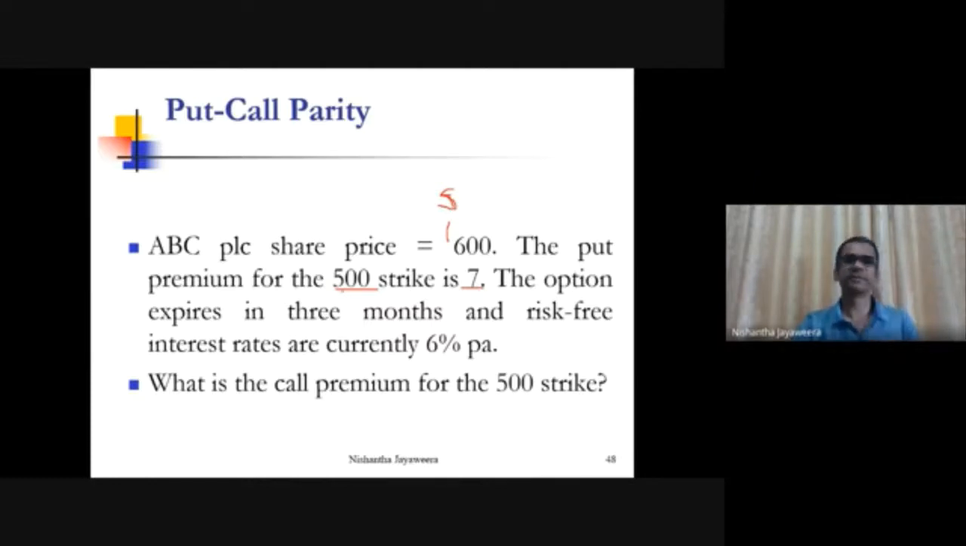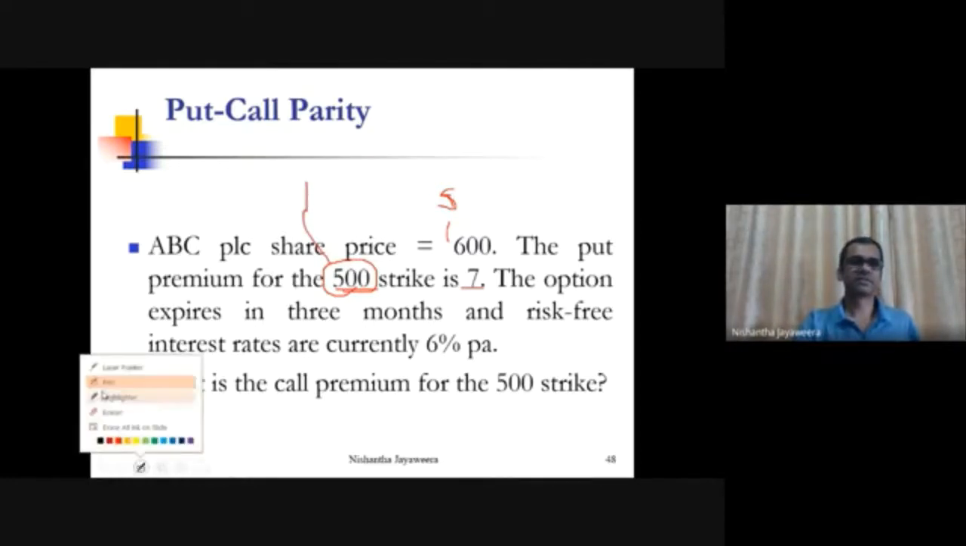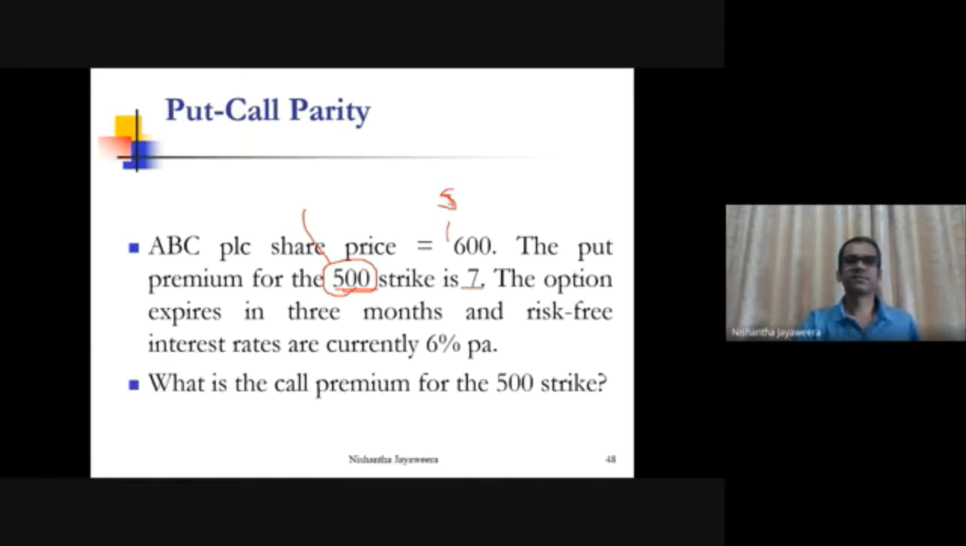What is 500? This is the strike. Okay, in our equation, what is this 7? It is the put premium.